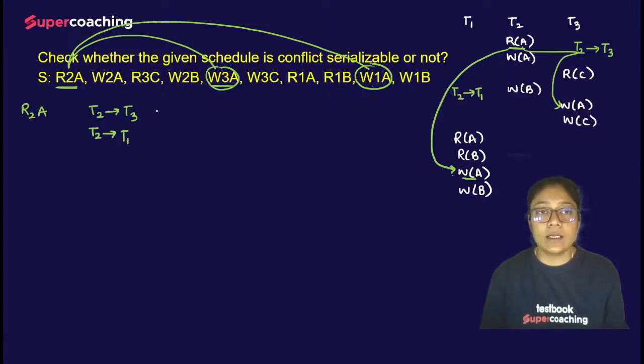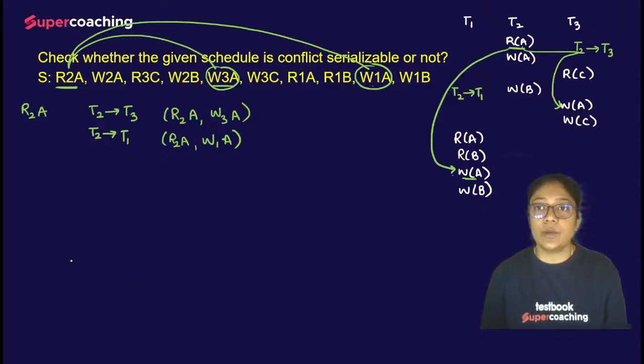How are we getting this? Because here it is performing the operations W3A, R2A and W1A. You get this? Similarly, we have to check for other possibilities. It's performing the write operation on data item A. Now I'm checking for this one.